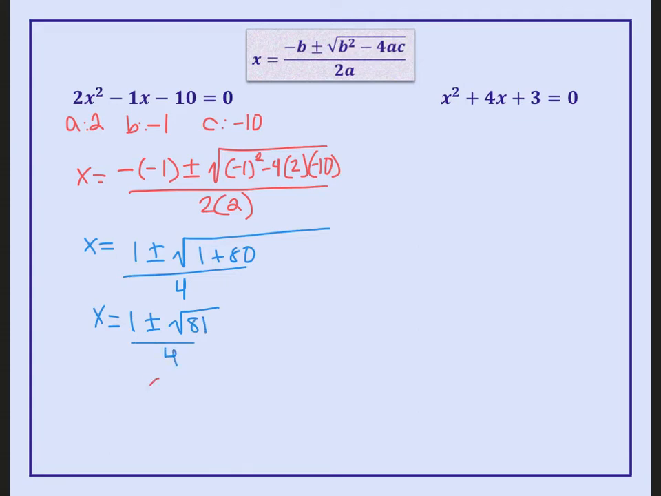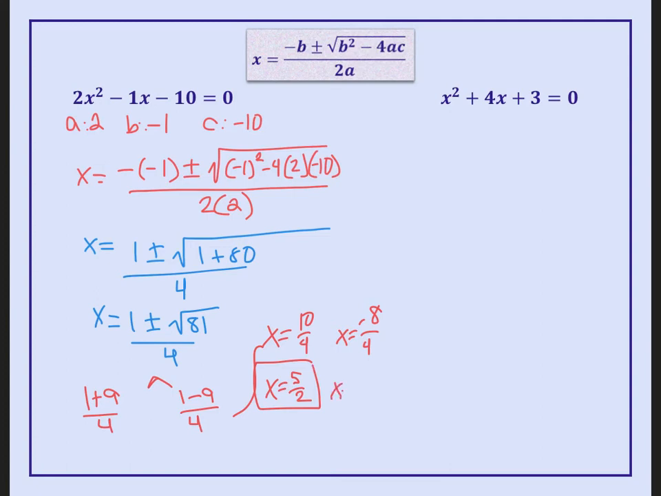I hope you see that you can take the square root of 81. What is the square root of 81? It's 9. So I'm going to do 1 plus 9 over 4, but I also have to do the negative solution, 1 minus 9 over 4. Okay. So I'm going to come up here real quick. 1 plus 9 over 4 is x equals 10 over 4, and 1 minus 9 is negative 8 over 4. I reduce as much as possible. I get 5 over 2, and I get negative 2.